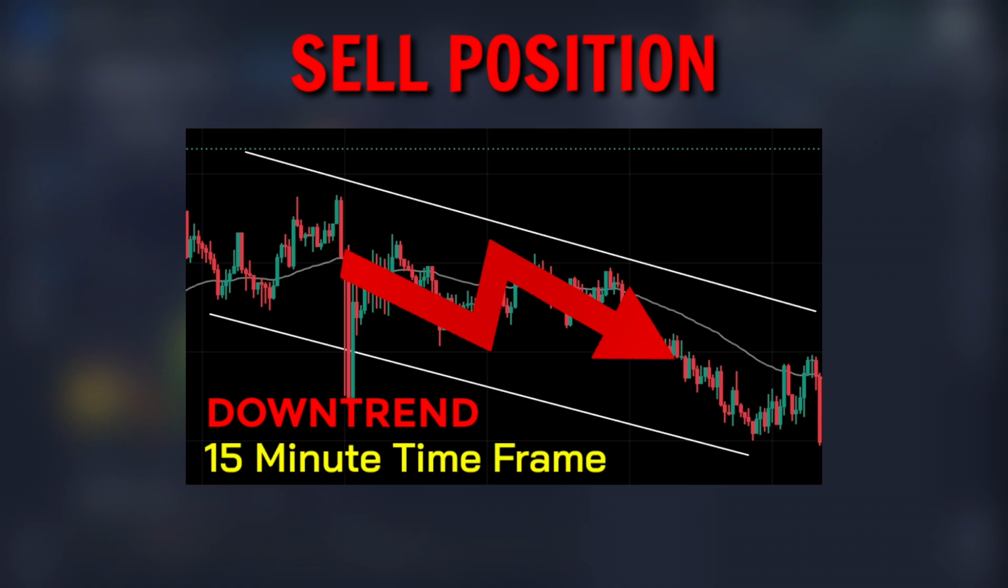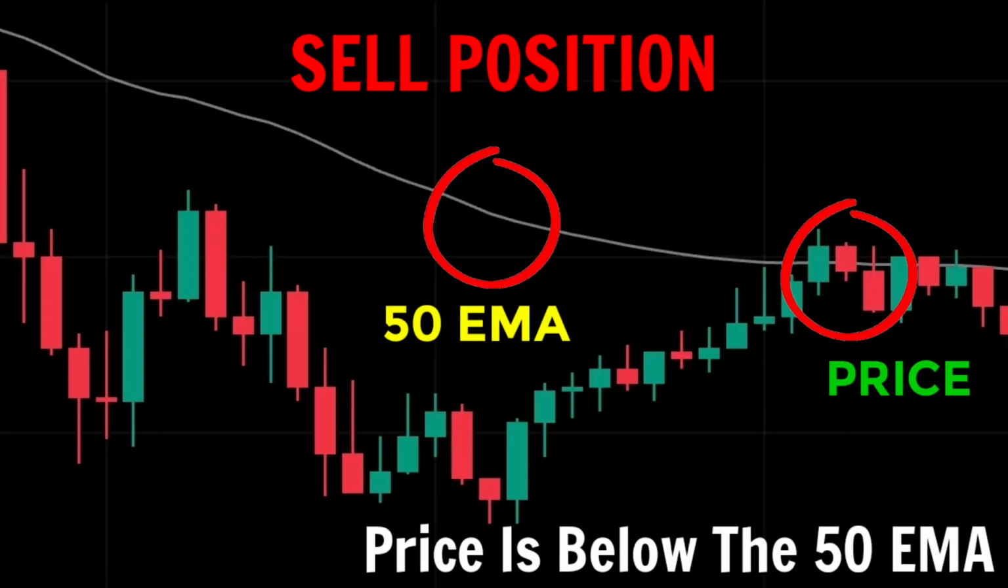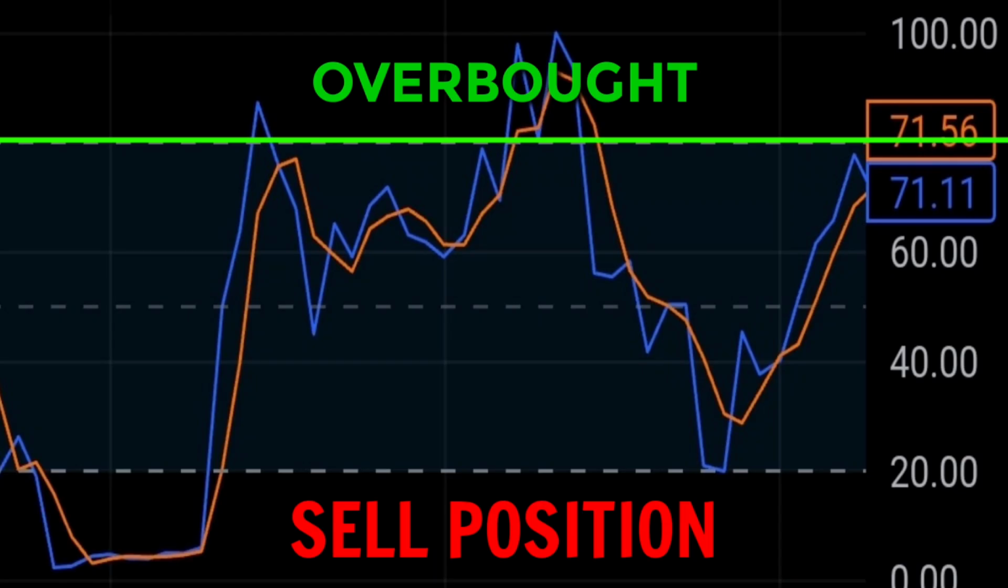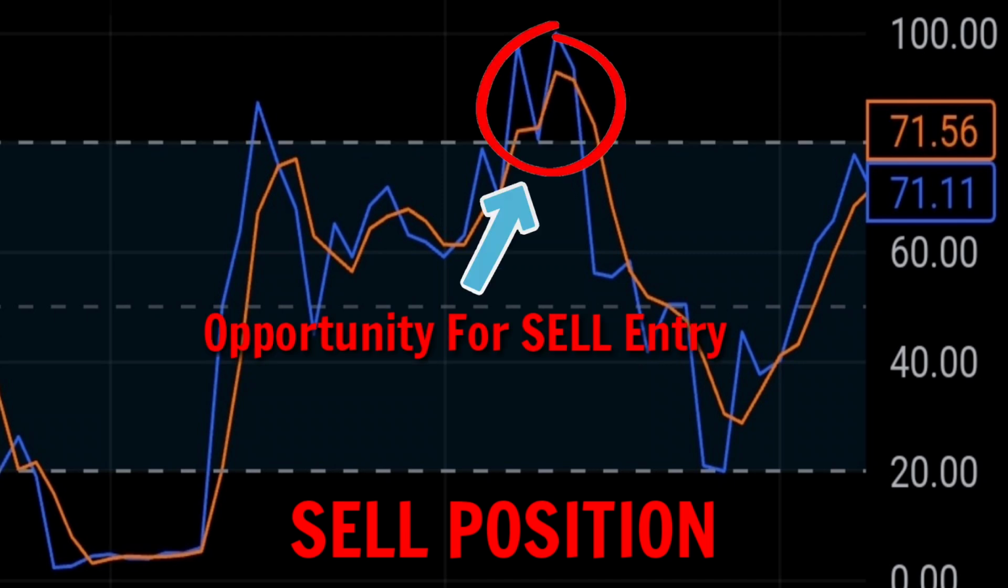When it comes to opening a sell position, we need to see that the price is in a downtrend on the 15-minute time frame. Now, the second confirmation we need is to see that the price is well below the 50 EMA on the 1-minute time frame. We also need to see that the price is overbought on the stochastic oscillator, and once the blue line crosses below the orange line in the overbought zone, we know this is a good time to sell.